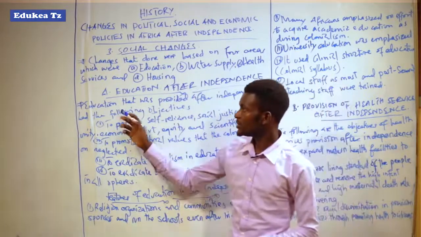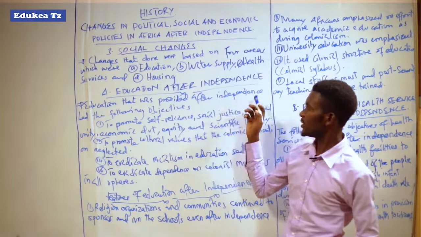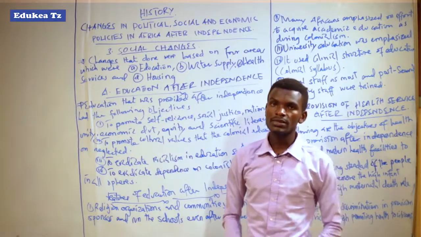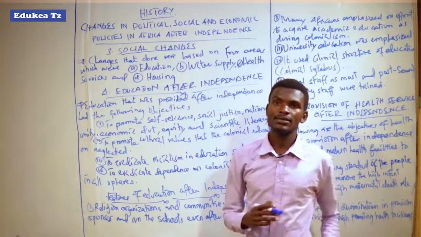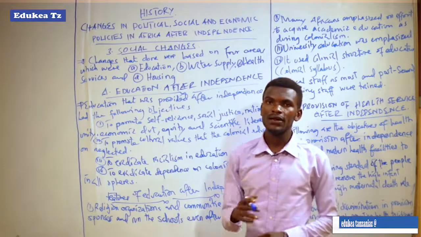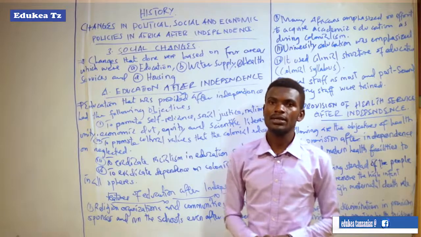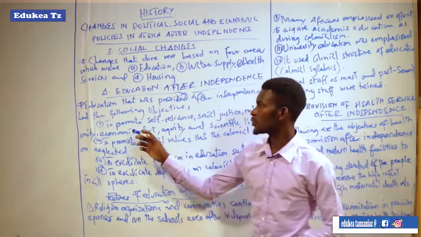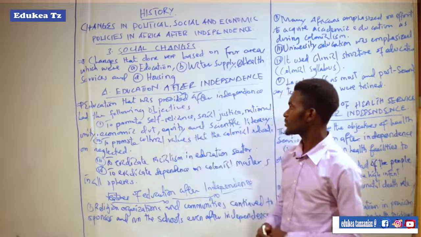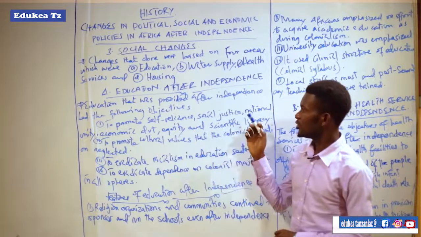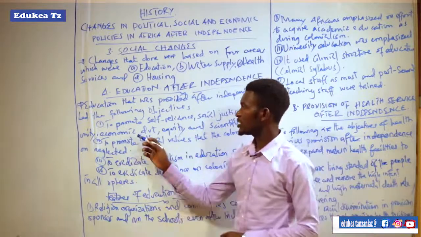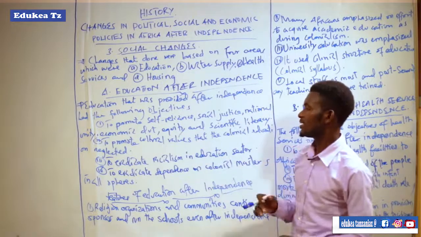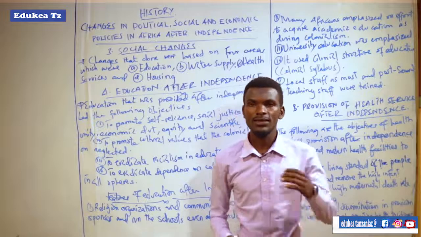The education service that was provided in African states after independence had the following objectives. The first objective was to promote self-reliance, social justice, national unity, economic development, equity and scientific literacy. It means to promote self-reliance.